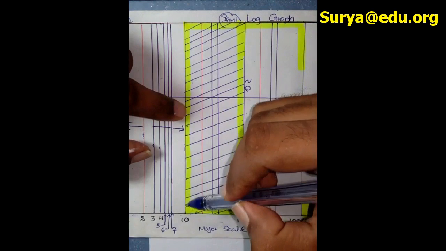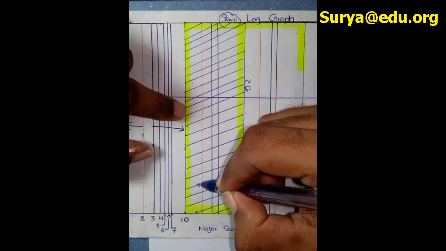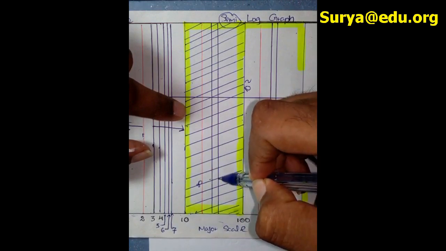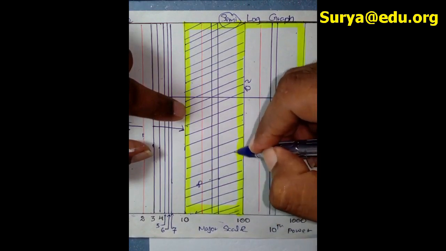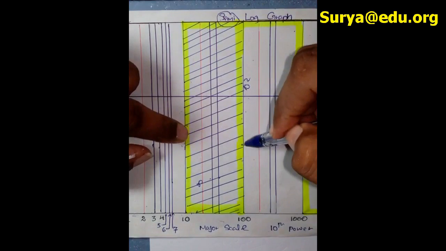That means, how? This is 10. What is this? It is 20, okay? Next one 30, 40, then 50, 60, 70, like that. It comes up to 100, okay? It comes up to 100 for the next power of 10.